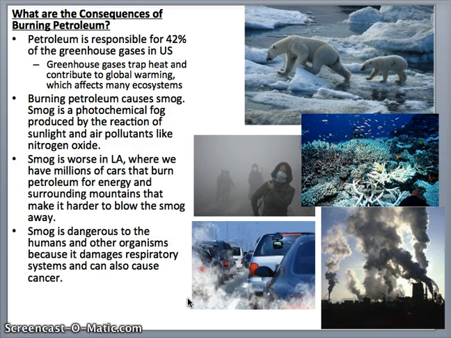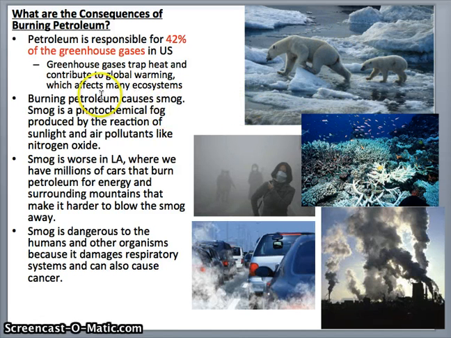Now let's look at consequences of burning petroleum. So petroleum is responsible for 42% of the greenhouse gases in the United States. And of course, as I've mentioned earlier, greenhouse gases will trap heat in the earth and cause global warming, which affects many ecosystems such as the marine ecosystems, and Arctic ecosystems where the ice is starting to melt.